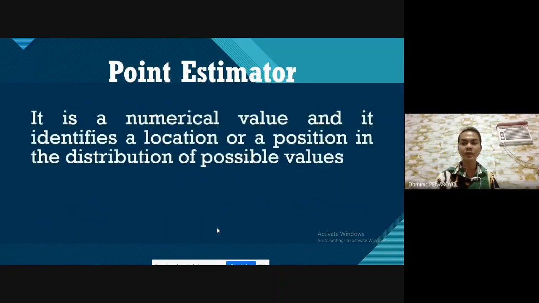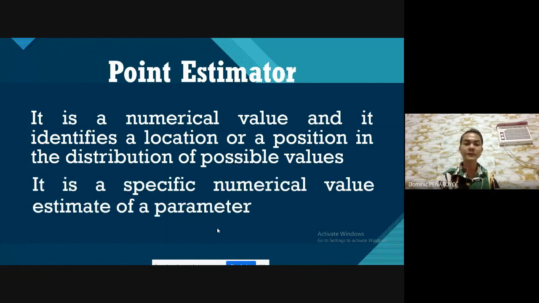Point estimator. It is a numerical value, and it identifies a location or position in the distribution of possible values. It is a specific numerical value estimate of a parameter. So we only have two possibilities here. Either your estimate is correct or wrong, since for a point estimator, you only have a specific numerical value estimate of a parameter.